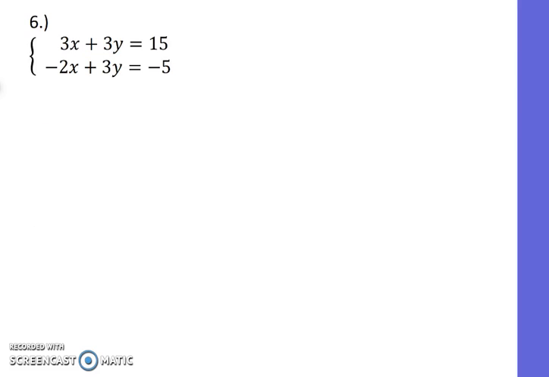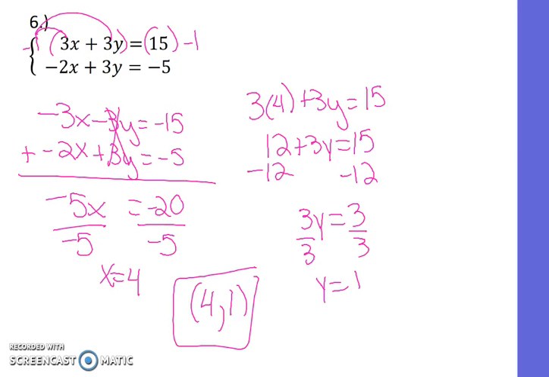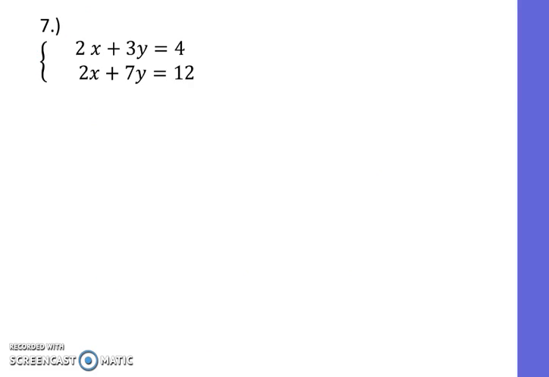Okay, moving on to number 6. That was just an extra one for us. For number 6, I want you to try it on your own. Okay, after you tried it on your own, you should have gotten 4, 1. I multiplied my first equation by negative 1, added, substituted in, 4, 1. You could have also done the same thing to your second equation, and you would still get the exact same answer. Okay, let's look at number 7.